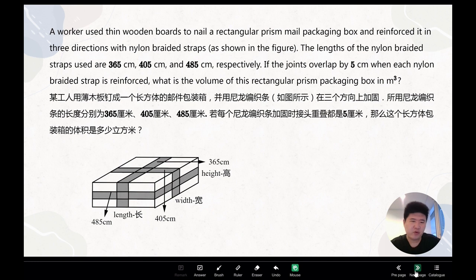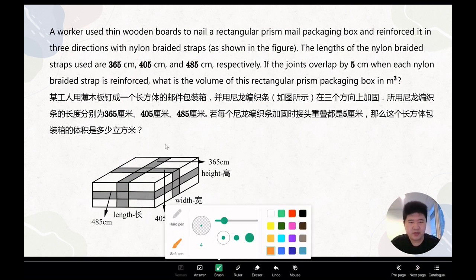And then it's time to start the extension part. Let's see the first one. For the first one, it's quite simple. It says that a worker used thin wooden boards to nail a rectangular printed mail packaging box and reinforce it in 3 directions with nylon braided straps. 我们用尼龙绳把这个盒子打包起来。And it already told us the lengths of the 3 straps.